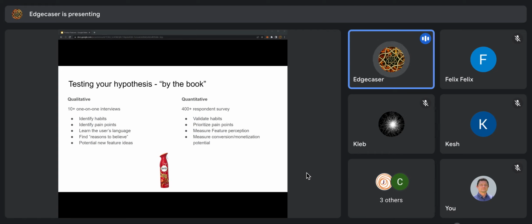So let's talk about the quantitative. I like to have at least 400 people answer any survey that I do. The reason why it's 400 is so that if one person changes from the norm, it's at least a 0.25% difference. And even that's a small sample.